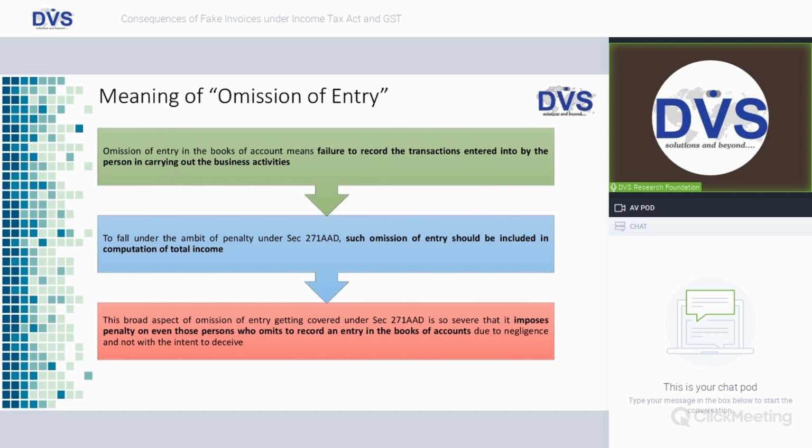To fall under the ambit of penalty under section 271 AAD, such omission of entry should be included in computation of total income. As I gave an example, a purchase and sale transaction affects the computation of total income of a business person or businessman. That would be regarded under section 271 AAD. Some entries, if not connected to the computation of total income, then even though it is an actual omission, it would not be regarded for the purpose of levying penalty under section 271 AAD. So under 271 AAD, omission of entry should be included in computation of total income.